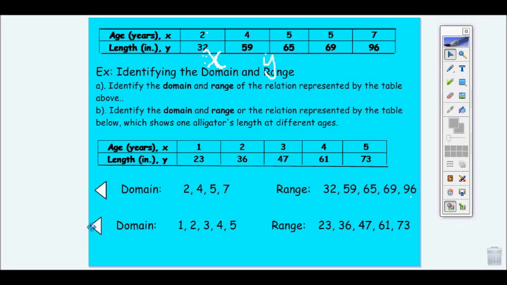So you can see why they call this a relation, because we can look to see, does the age have anything to do with the length of the alligator? And as you can see in both of the charts, as the alligator ages, the length of the alligator gets longer.